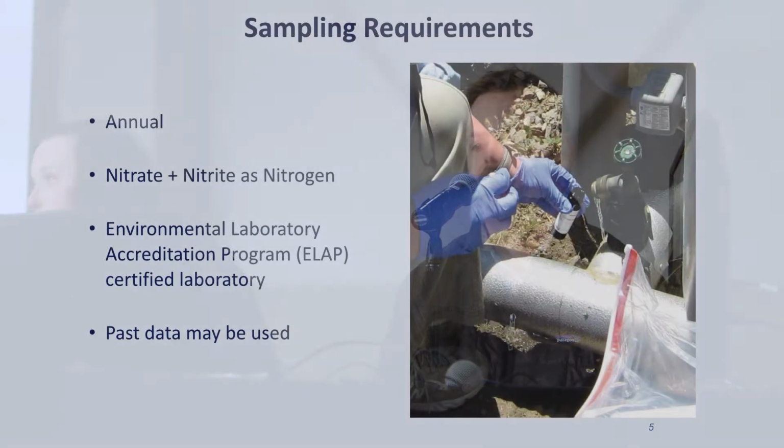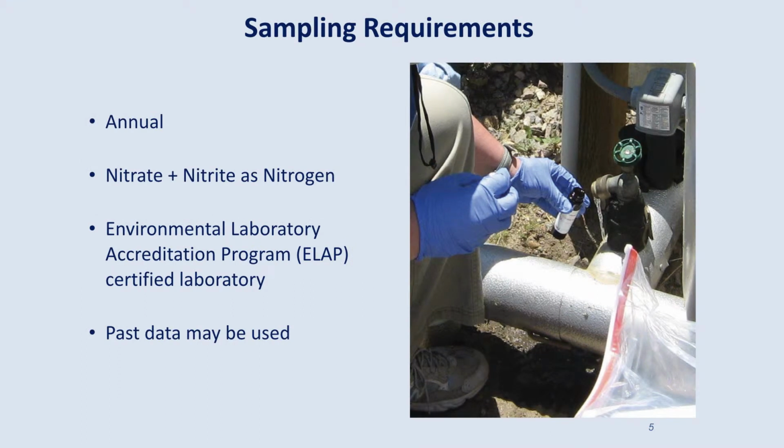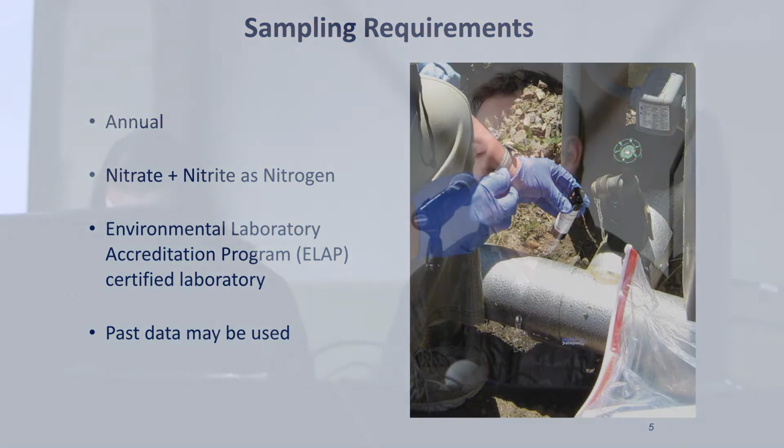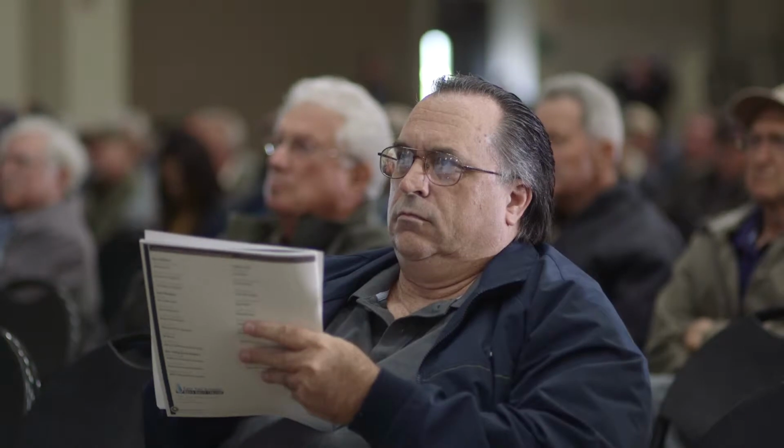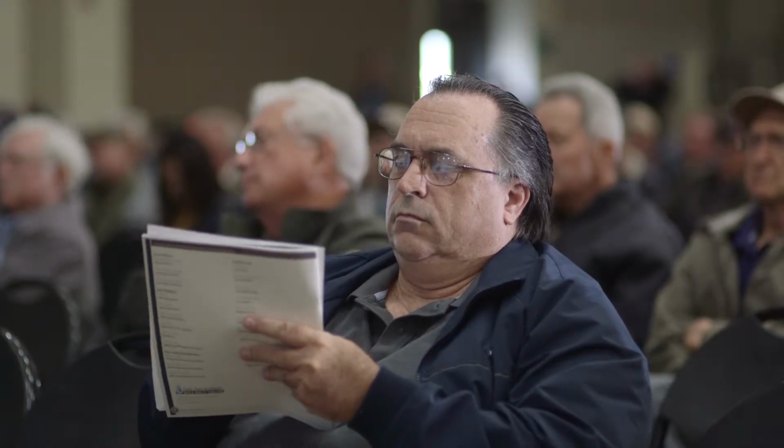So what are the sampling requirements? So members are required to sample their on-farm drinking water wells annually. The sample results should be reported as nitrate plus nitrite as nitrogen. You're required to use an ELAP laboratory certified for testing nitrates, and up to 5 years of past data may be used.